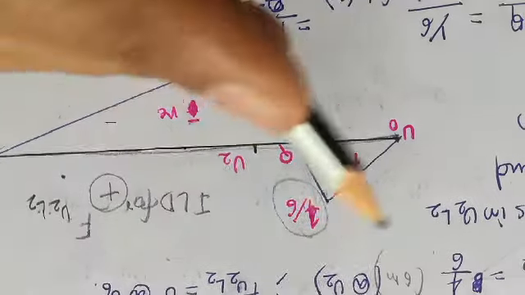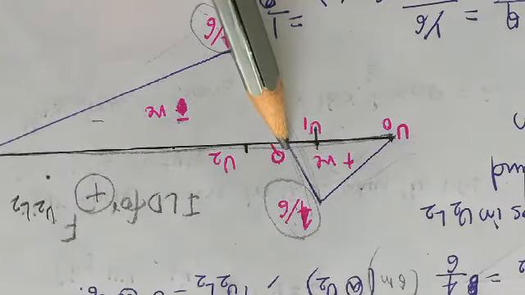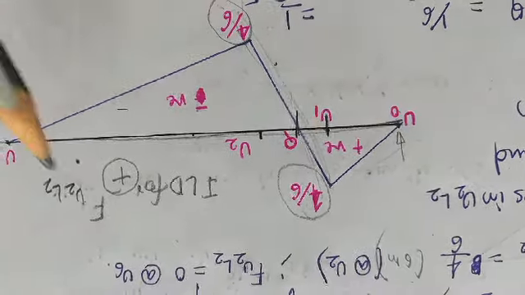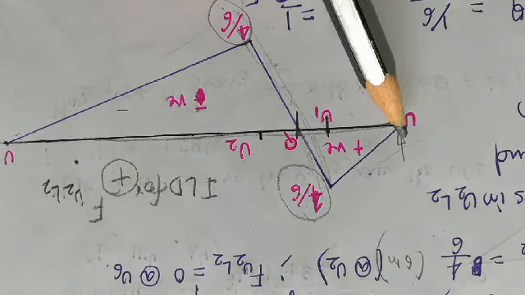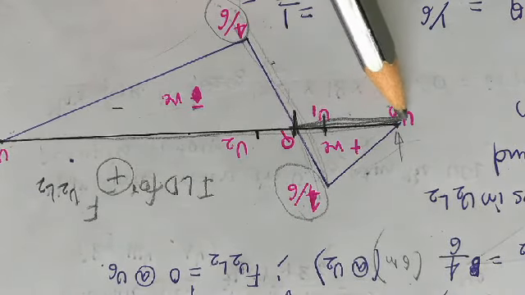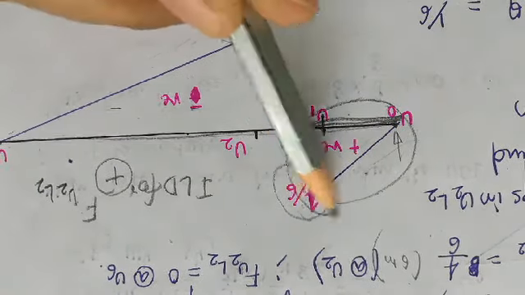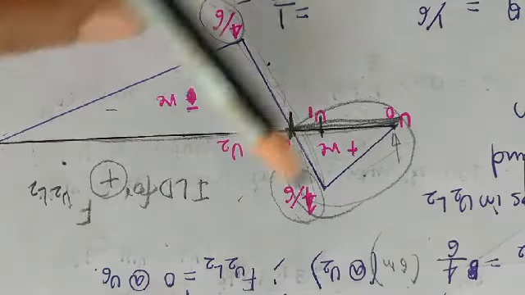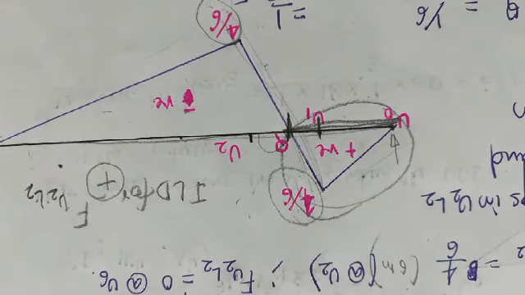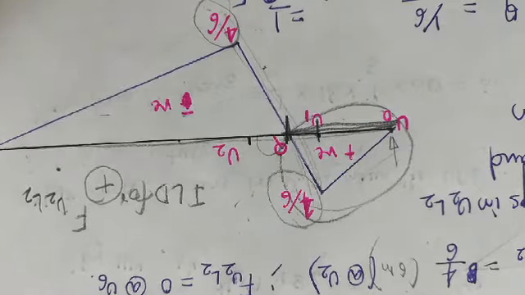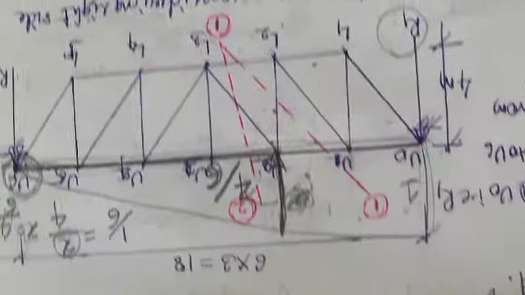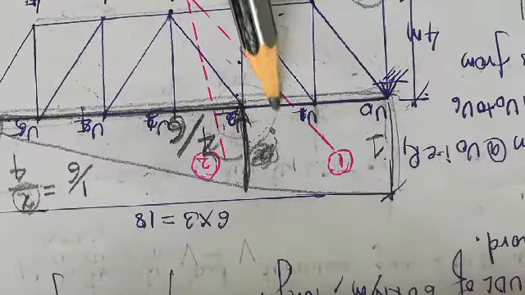Now once we have this, what does this diagram tell us? If the load is moving from left to right, when it is at U0 till this point Q, whenever it is in this section, you will be getting the positive forces, or the tensile forces. Just when the load crosses this point Q, the force experienced by this member will be negative.